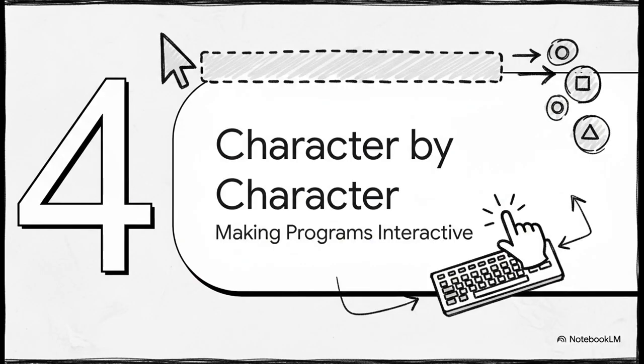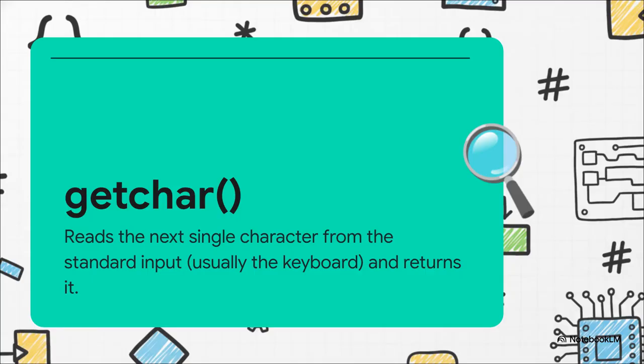So far, our programs have kind of been on autopilot. They run, print some stuff, and they're done. But the real fun begins when we can actually interact with them, right? Let's look at how we can read input straight from the user, one character at a time. Our first tool for this is a function called getchar. It's super simple, but incredibly important.